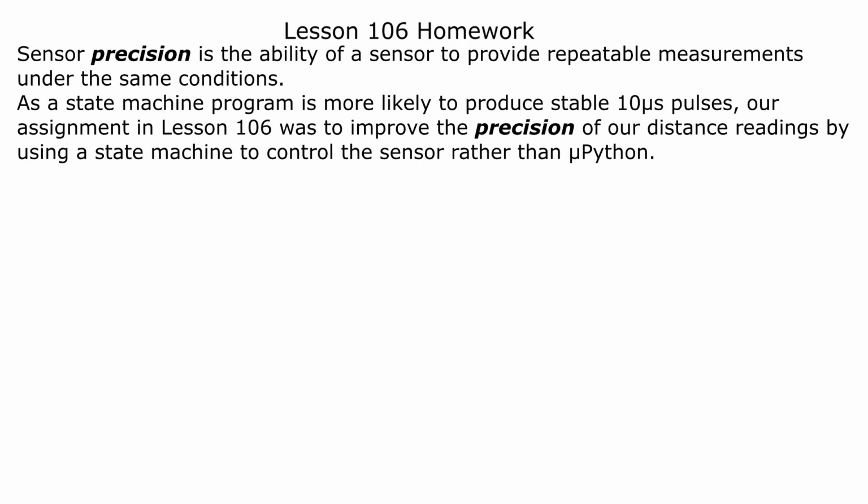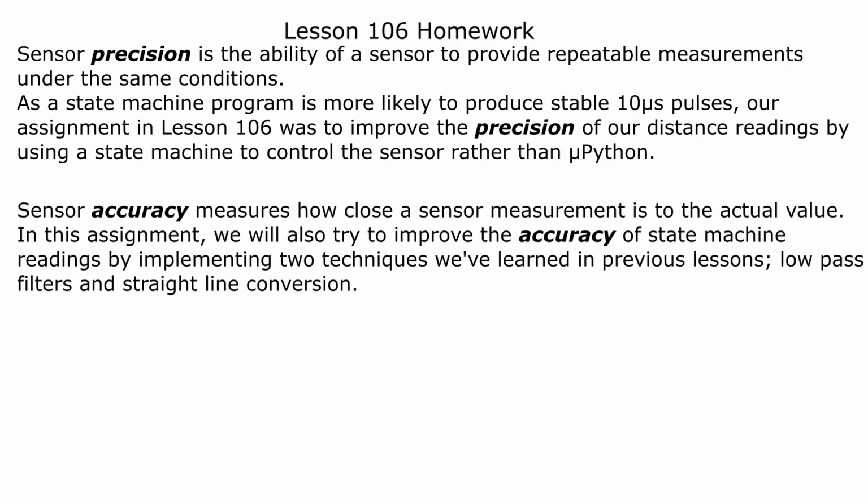Sensor precision is the ability of a sensor to provide repeatable measurements under the same conditions. As a state machine program is more likely to produce stable 10 microsecond pulses, our assignment in Lesson 106 was to improve the precision of our distance readings by using a state machine to control the sensor rather than µPython.